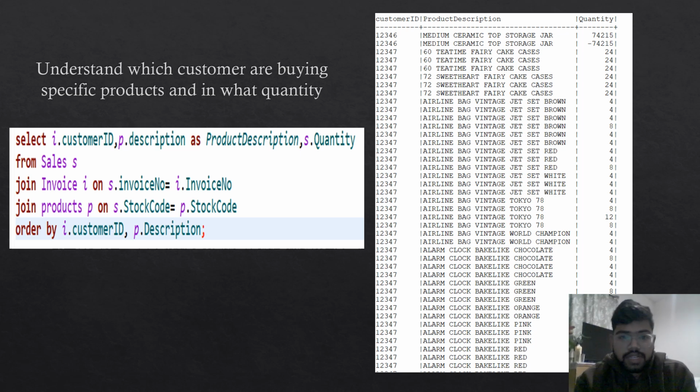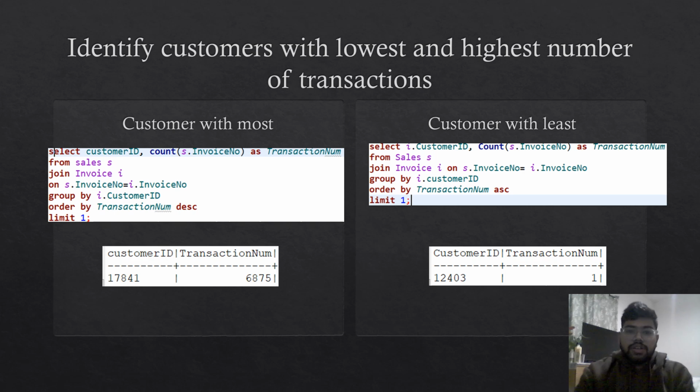And let's jump into the next question. Here we need to identify the customer with the lowest and highest number of transactions. So to get the lowest and highest number of transactions, we need to get from the sales table the customer ID, and we need to count the amount spent from each invoice table as a transaction number.